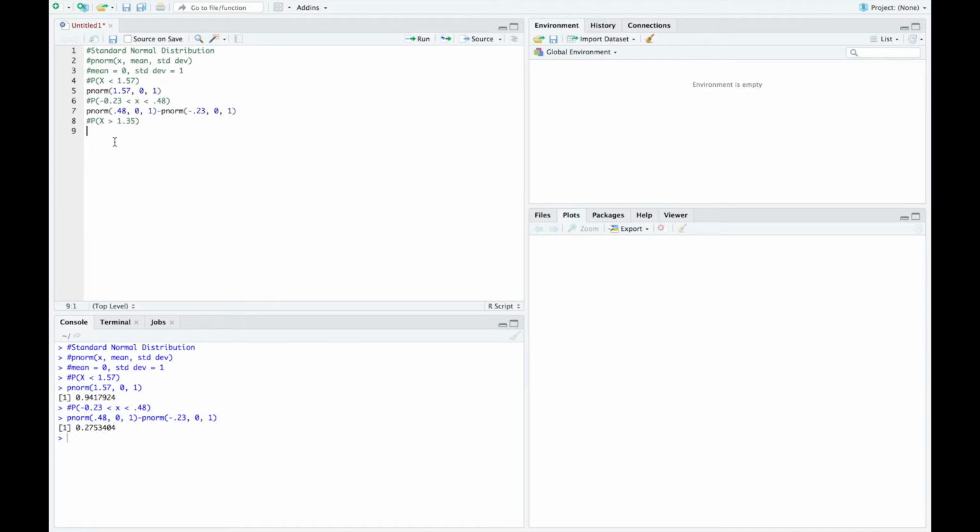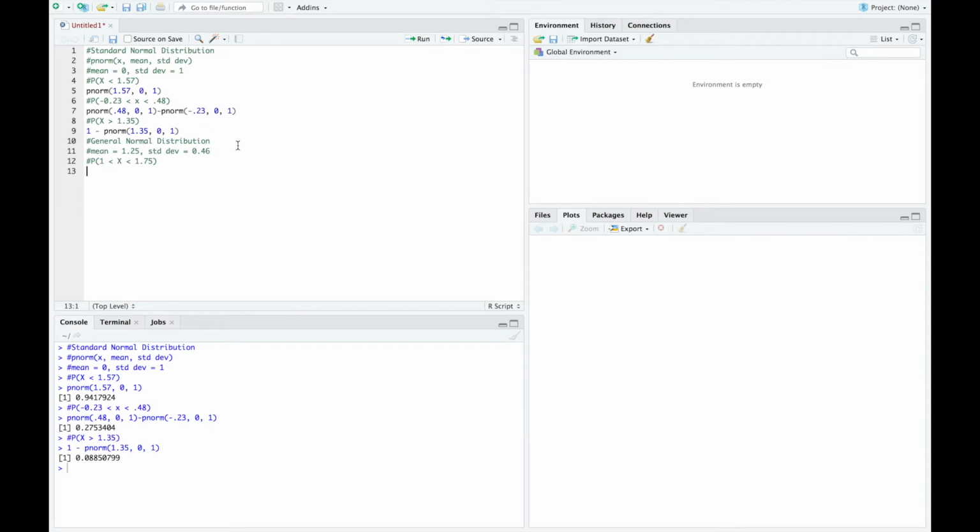Next, let's look at the probability that x is greater than 1.35. Pnorm always gives the probability that you are less than your x value. So in order to do greater than, we need to do 1 minus. So I have 1 minus pnorm of 1.35, 0, 1. And we see that probability is 0.088507999. So this is how we would find these probabilities.